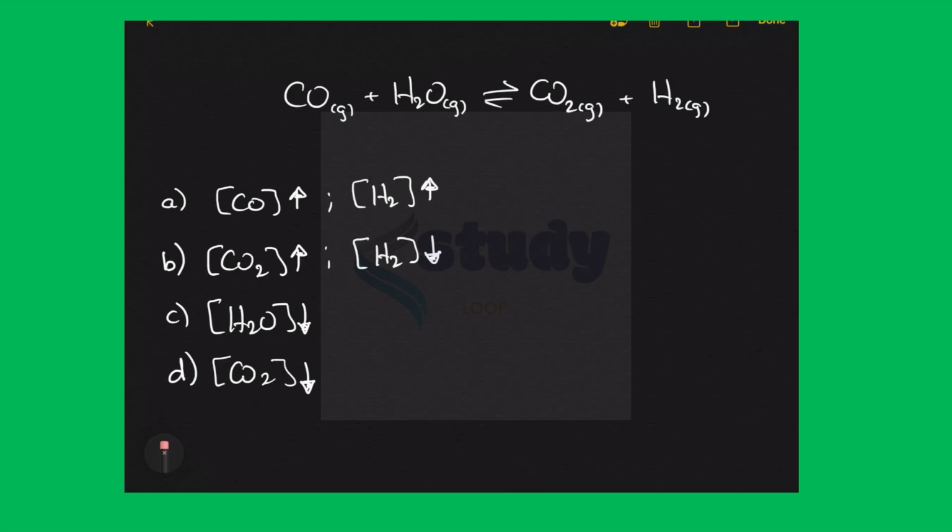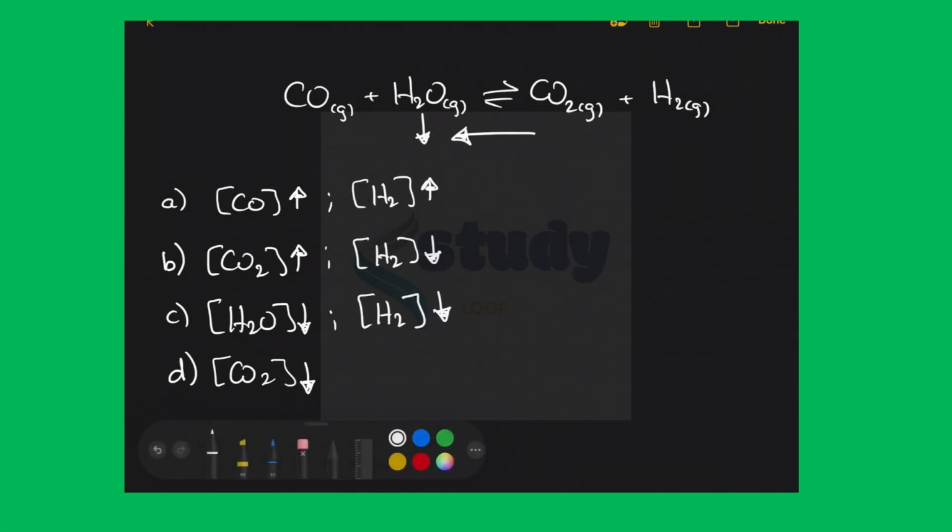In C, we are going to remove H2O, which effectively decreases the molarity of the H2O. If we decrease the molarity of H2O, the equilibrium shifts towards the decrease. Therefore, we'll use up H2 and the concentration of H2 would decrease.